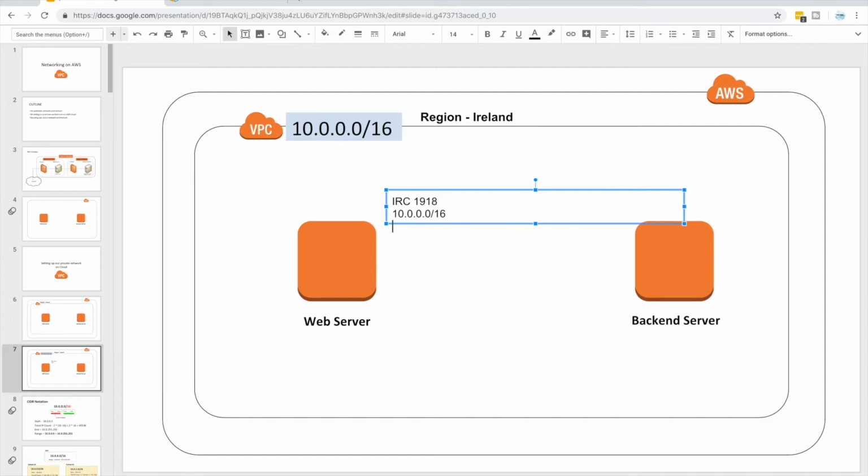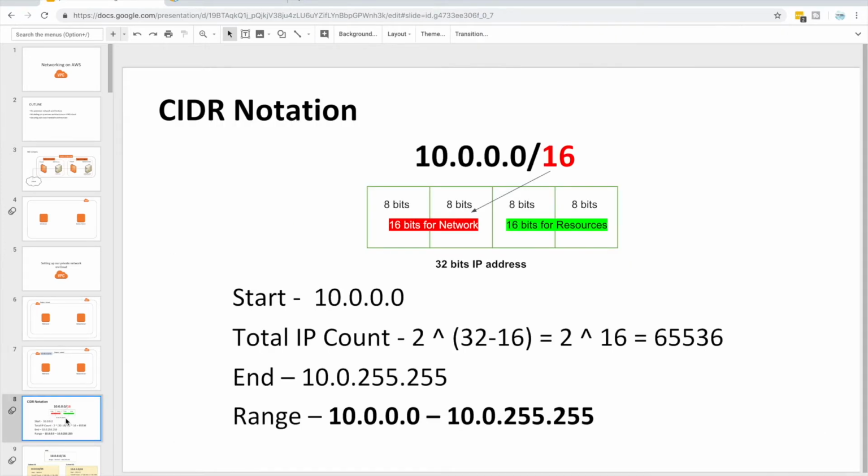10.0.0.0/16. And also we have 172.16.0.0/16, and we have 192.168.0.0/16. Now the format that we have used to define our IP address range is called a CIDR block. So let's try to understand this.